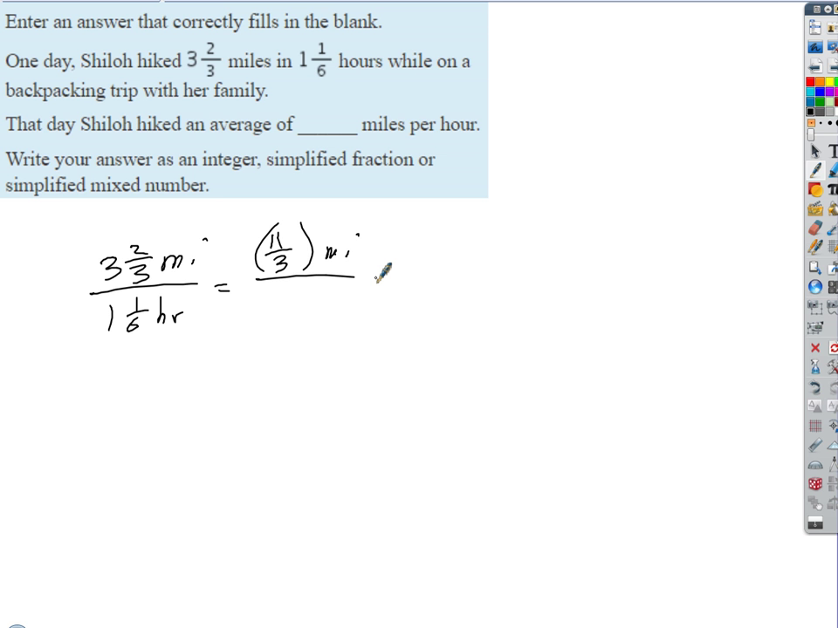How about the bottom? What am I going to get on the bottom? 1 times 6 is 6 plus 1, 7/6. That'd be hours. But really, the units are going to work out. We get miles per hour. What we want to know is just what's the number of miles per hour. So we have to just simplify the fraction. So what are we going to do here? Let's see. Nick, what am I going to turn this quotient of fractions into? In other words, what do I do to the bottom?